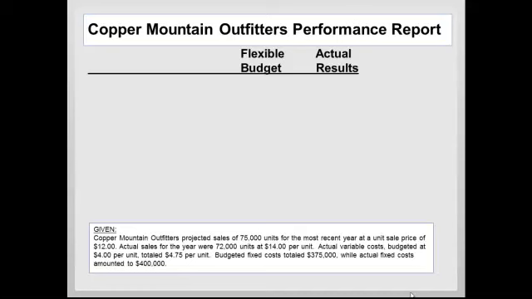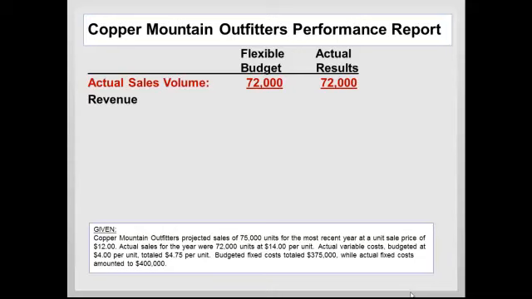So again, I remind you of what was given, and the flexible budget and the actual results will both be based on the actual volume of 72,000 units. And that's what makes these two columns comparable, is that they are based on the same sales volume.